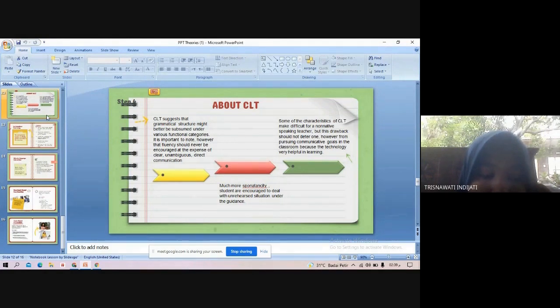Jadi beberapa karakteristik CLT itu mungkin sulit bagi seorang guru yang non-native speaker. So even though there may be limitations in teaching, that does not prevent us from achieving the goals of a communicative class because there is still technology that can be used to help. Jadi bukan karena mungkin keterbatasan berbicara, bukan berarti kita tidak bisa mengejar tujuan dari communicative teaching sendiri. Masih ada teknologi yang bisa digunakan untuk membantu di dalam pembelajaran.